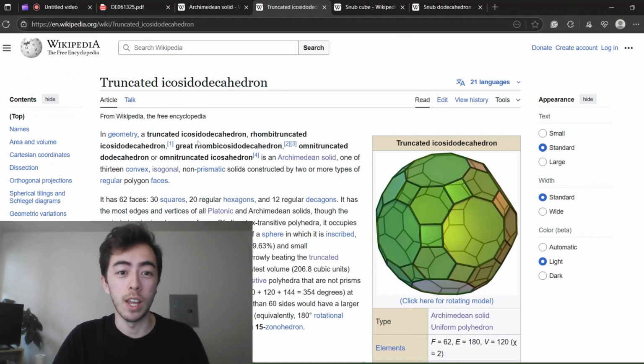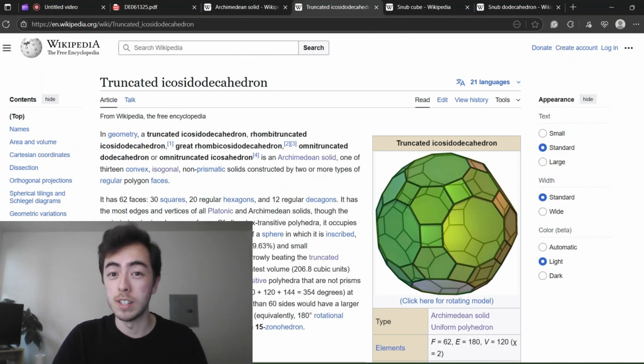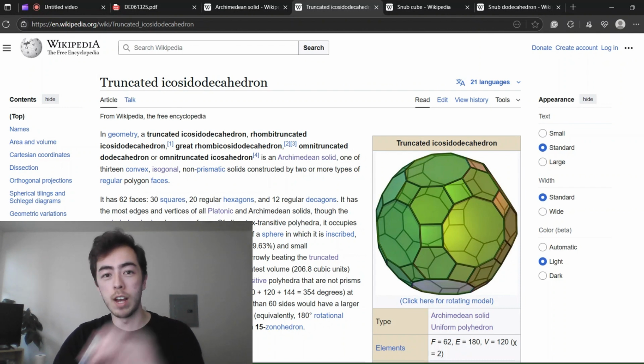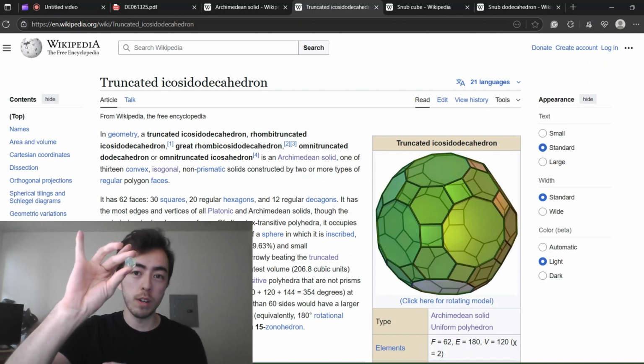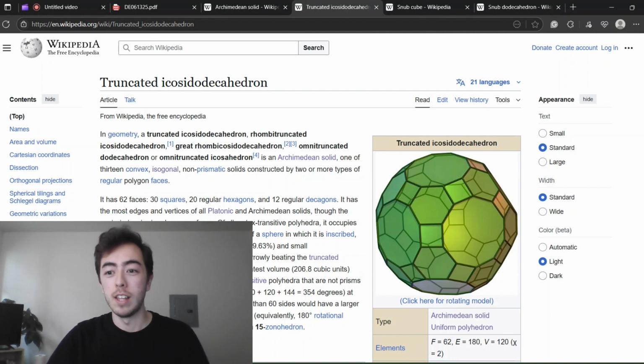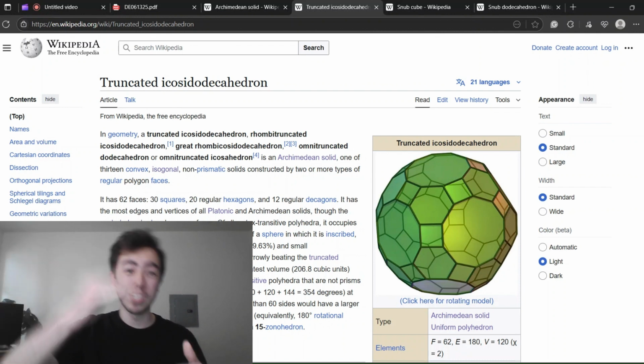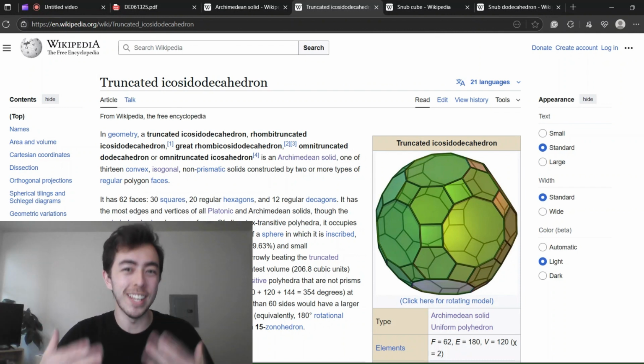We can also truncate the icosidodecahedron. That's the one we just found by rectifying either our D20 or our D12. So truncating that rectified shape. Yeah, you rectify it, then you truncate it, and then you can get yet another shape.